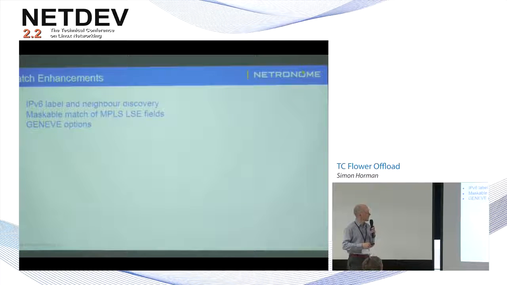And then there's Geneve options. There are other types of tunnel options too, but in particular Geneve is interesting because things like OVN use Geneve, and they use options to more accurately identify, I think, the tenant.